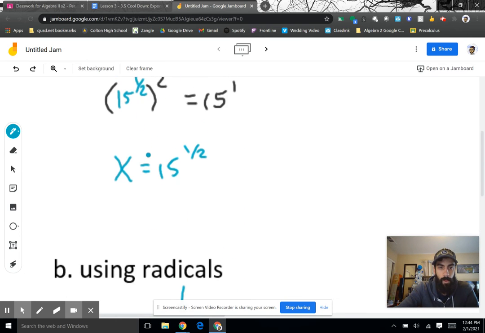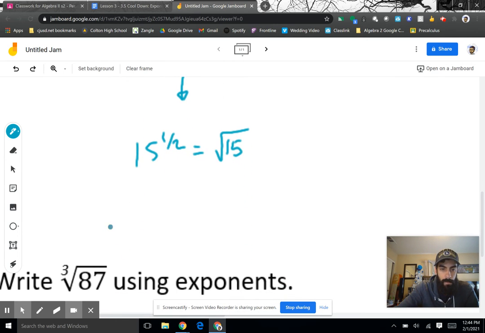We can prove this works. If I were to write it, square root of 15 squared. Well, we've learned in the past that square roots and squares, well, they're inverse operations. So a lot of people say they cancel. Well, really, this is 15 to the 1/2 power. They cancel because it just equals 15. 15 to the first power. So the square root of 15 squared is 15.